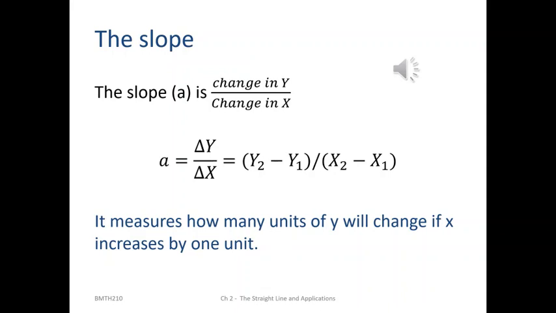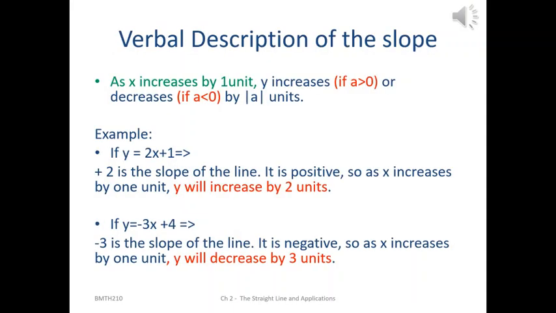The slope is the change in y over the change in x. Therefore, to calculate the slope, we need 2 points. So, a is (y2 minus y1) over (x2 minus x1). After calculating the slope, it's very important to interpret it.